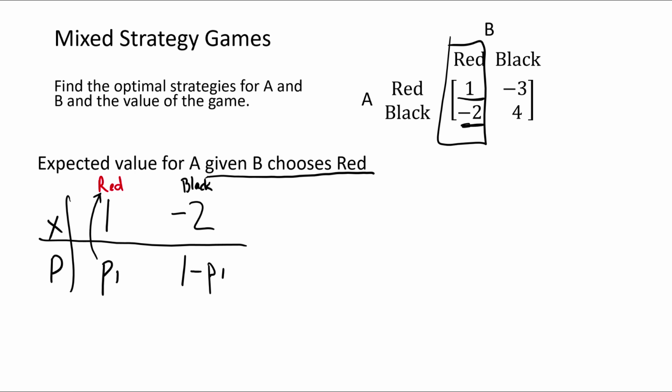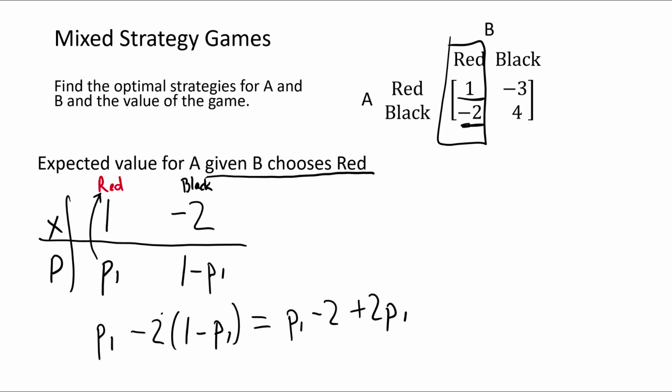So we multiply down and then add across. So 1 times P1, that's P1. And then -2 times 1 minus P1. We'll just write it like that for now, and then we'll go ahead and distribute. So P1 minus 2, we distribute that -2, so that's going to make it a +2 P1. And then we'll add our like terms. That's going to give us 3 P1 minus 2. So that's our first expected value. So make note of that one. 3 P1 minus 2. That's the expected value for A given B chooses red.